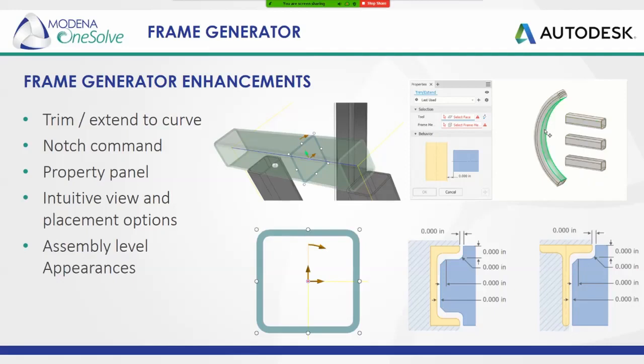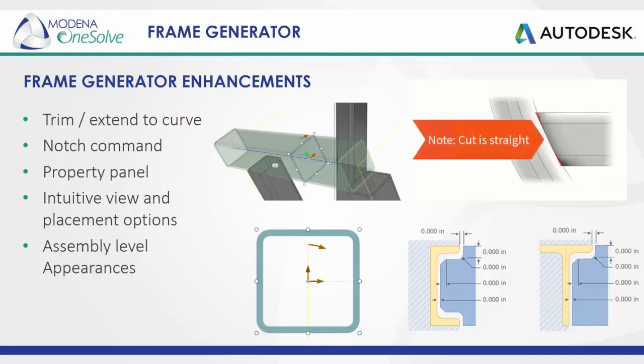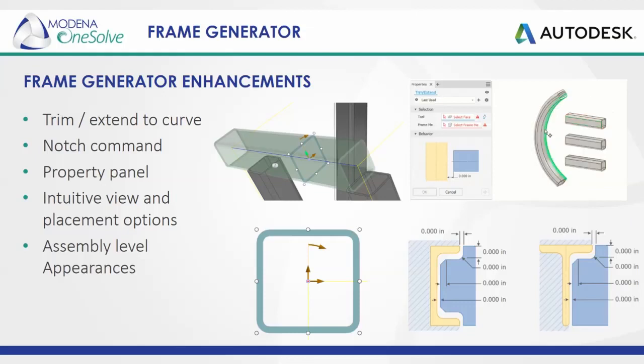Frame appearances can now be controlled at an assembly level through the property panel. In previous versions of Inventor, you would have to navigate to the part level of each member to make an appearance change. These changes now populate directly from the frame member to the top level assembly. Let's see some of these improvements in action.